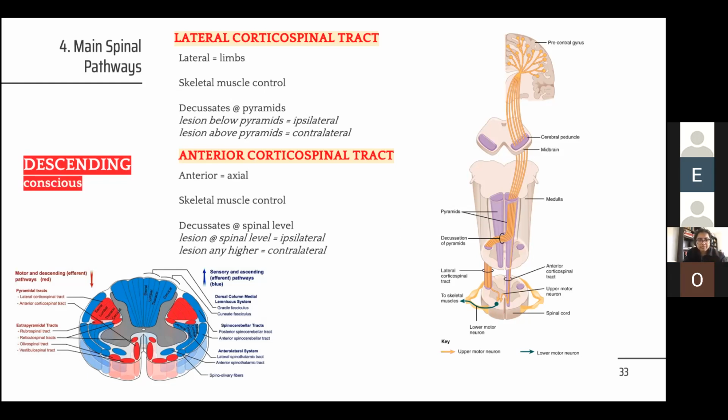The anterior spinal tract, however, anterior starts with A, axial starts with A. So it does your axial skeletal muscle control. It decussates, it crosses over at the spinal level. If you have a lesion at the spinal level, it'll be ipsilateral. If the lesion is any higher than that, it'll be contralateral.